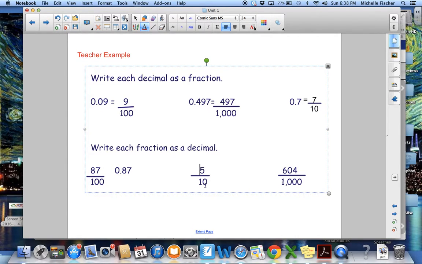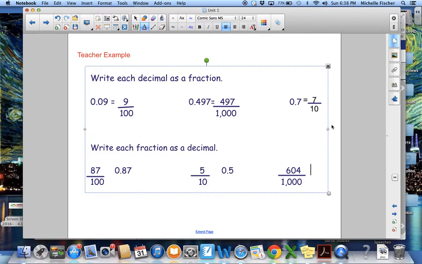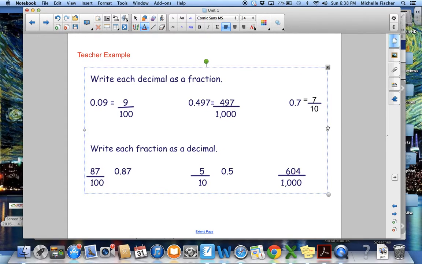Let's take a look over here. We have 5 over 10. So my 5 is going to be in the tenths place because 10 is my denominator. And our last one, this one might be the trickiest one, we have 604 over 1,000, which means my 4 needs to end up in the thousandths place. So it's going to be 0 and 604 thousandths.